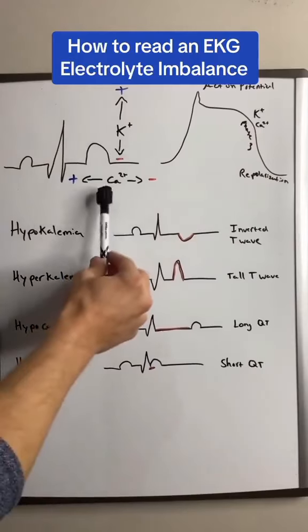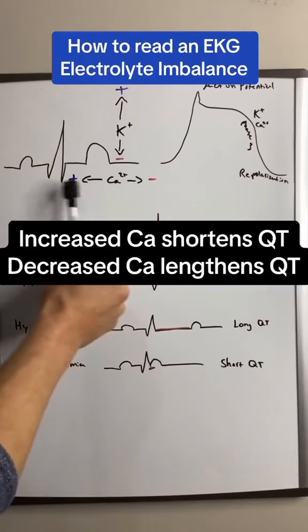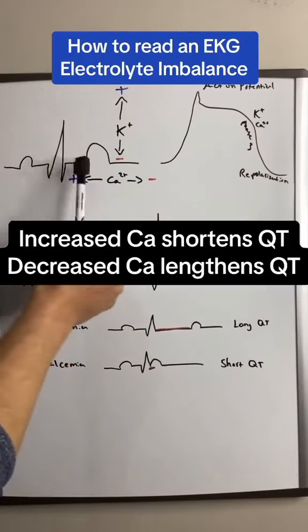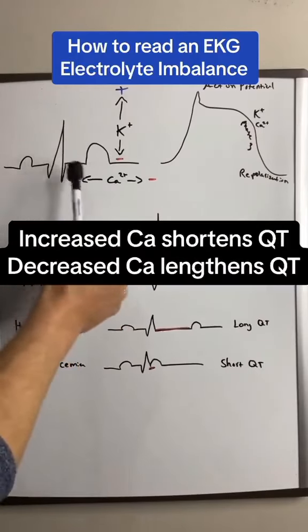But what about calcium? As your calcium levels increase, it tightens up your QT interval. And as your calcium levels decrease, it elongates that QT interval. But let's see what that looks like. During hypocalcemia, your QT interval gets long, and the opposite happens during hypercalcemia, where it gets shorter.